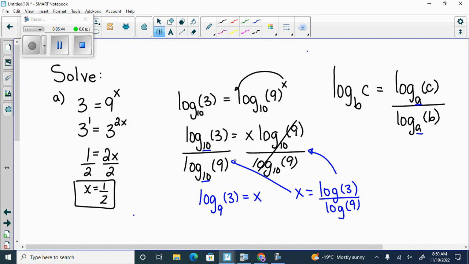But you just have to go log 3 divided by log 9. It's the same thing, right? It's not going to make your life that much more difficult. And you get x equals a half.